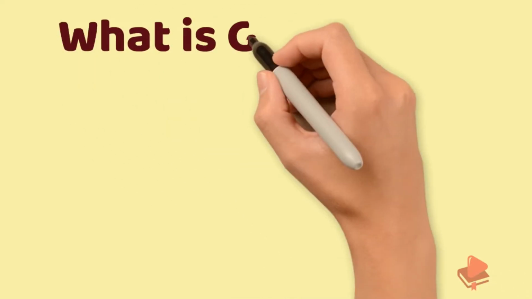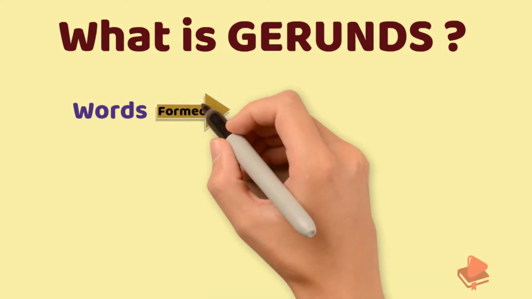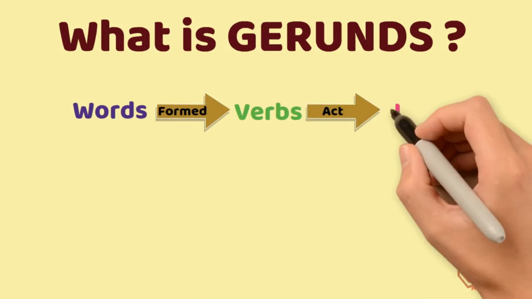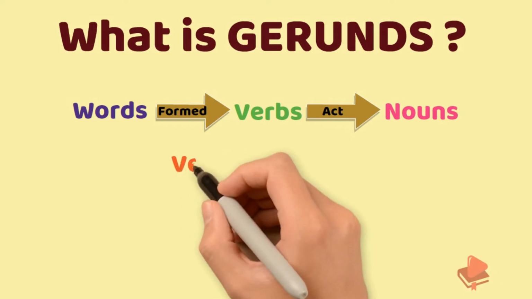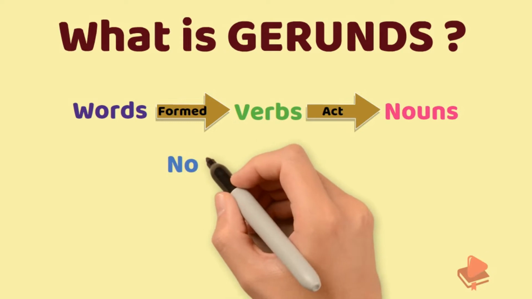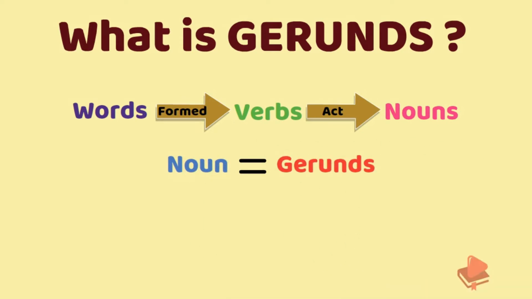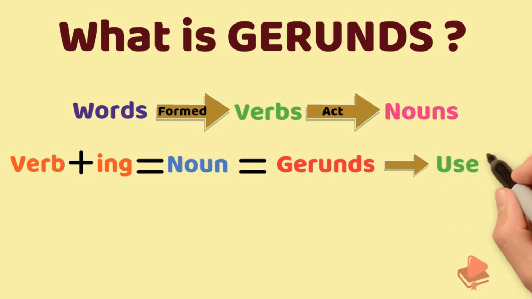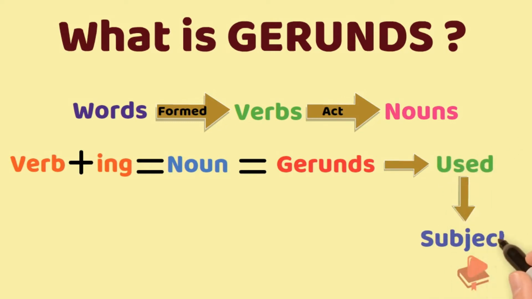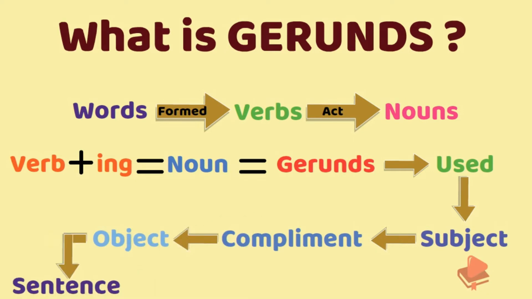Firstly, what is gerund? Gerunds are words that are formed with verbs but act as nouns. That is, we can say, when we use a verb in place of a noun, it is called a gerund. A gerund is a noun made from a verb by adding ing. You can use a gerund as the subject, as the complement, or the object of a sentence.